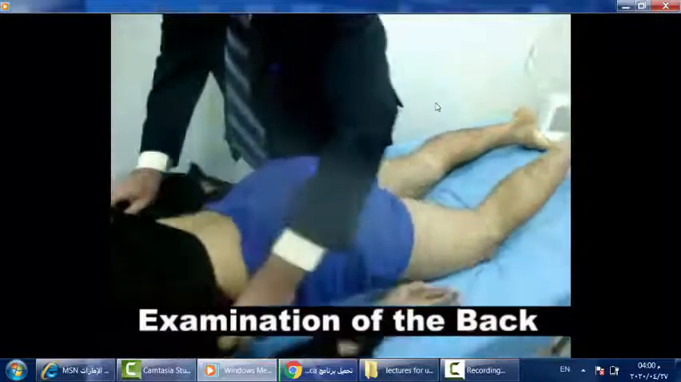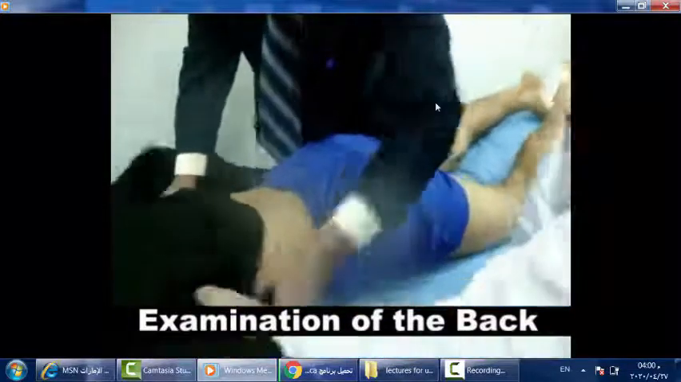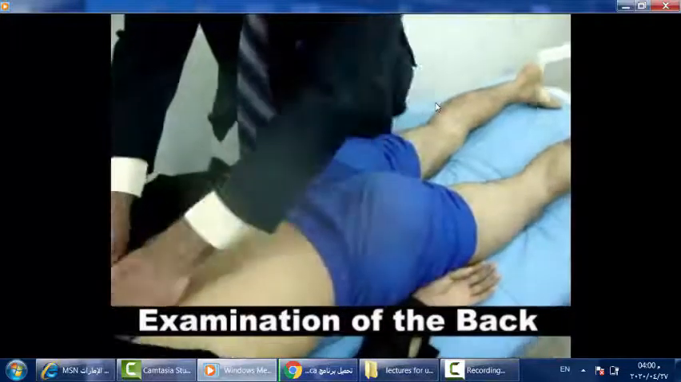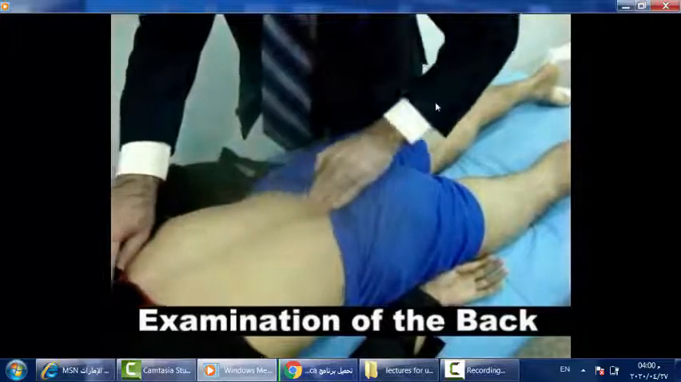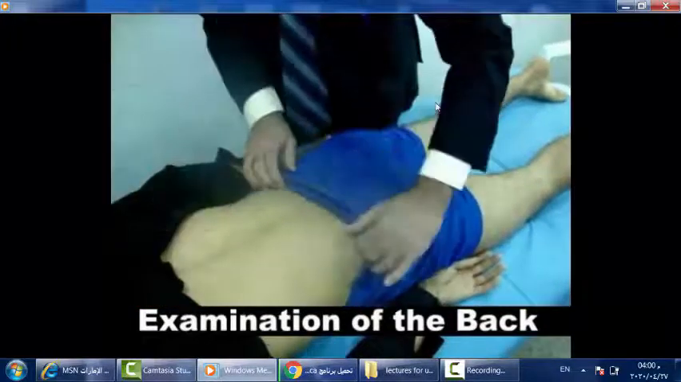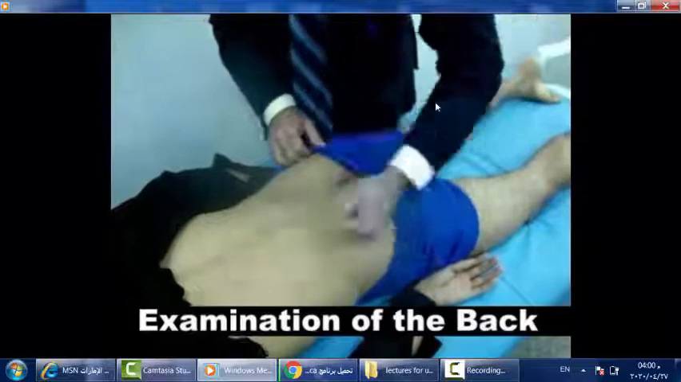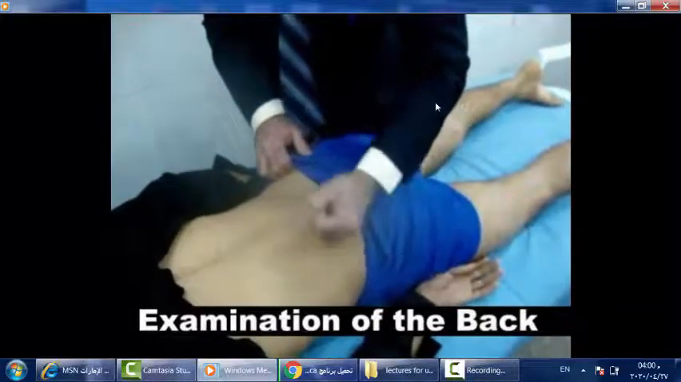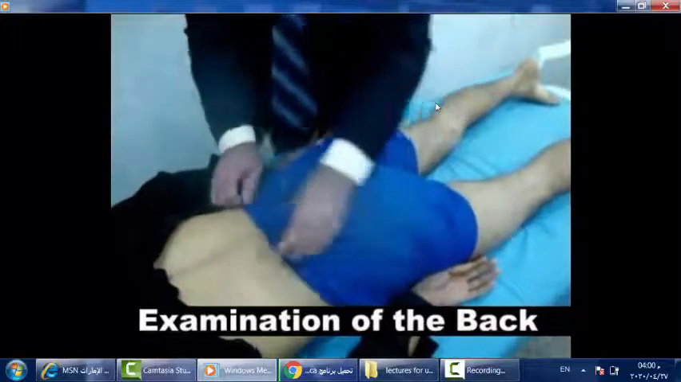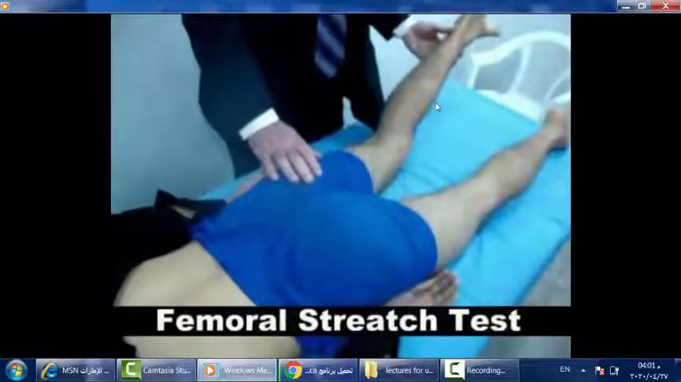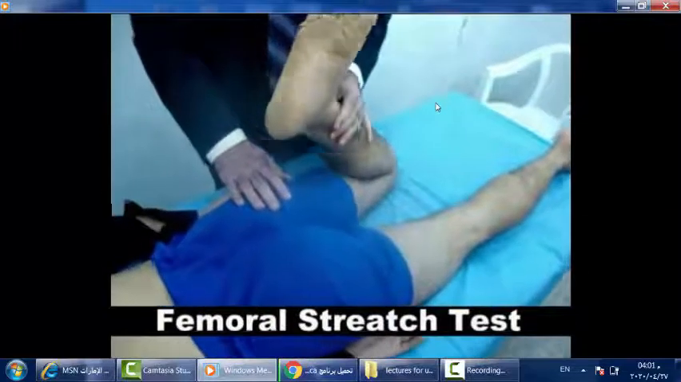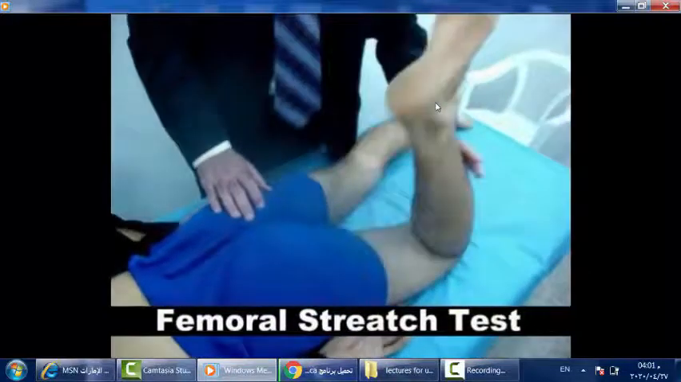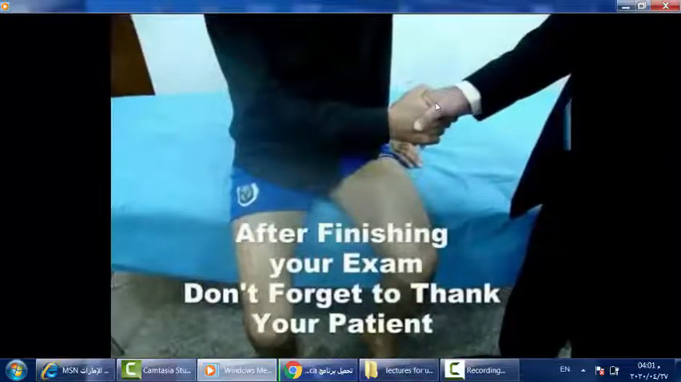And lastly, you have to examine the back for any malalignment and tenderness by percussing deeply over the spine and the sacroiliac joint. These may give a referred pain to the knee joint. Sometimes if the knee joint is normal, you have to examine this structure. Don't forget to examine the femoral stretch test, which is a test for a disc prolapse, for example, at the level of L3 and 4.